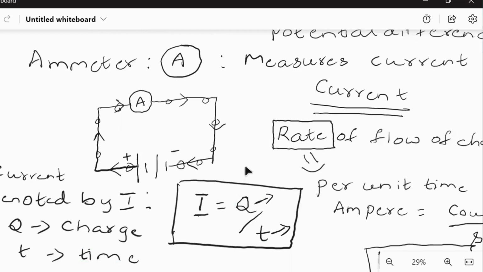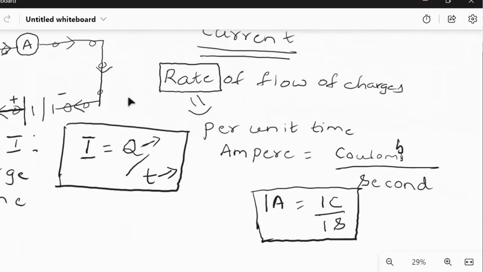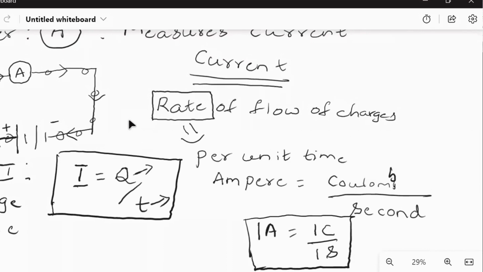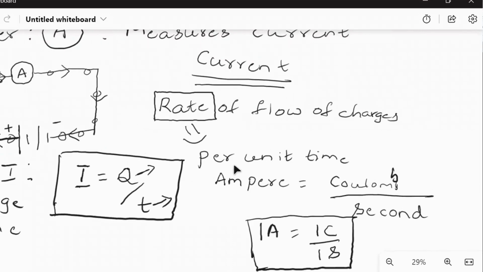Understanding? What did I tell you? How many charges flow, that is, how much Q flows with respect to time. This is the formula, the symbol, and its notation. Next, how do you define current with respect to the SI unit? Very important. The SI unit for current is ampere. Remember that. The SI unit for charge is coulomb. The SI unit for time is seconds. So 1 ampere is equal to 1 coulomb by 1 second. I've just substituted 1 ampere for I, 1 coulomb for charge, and 1 second for time.